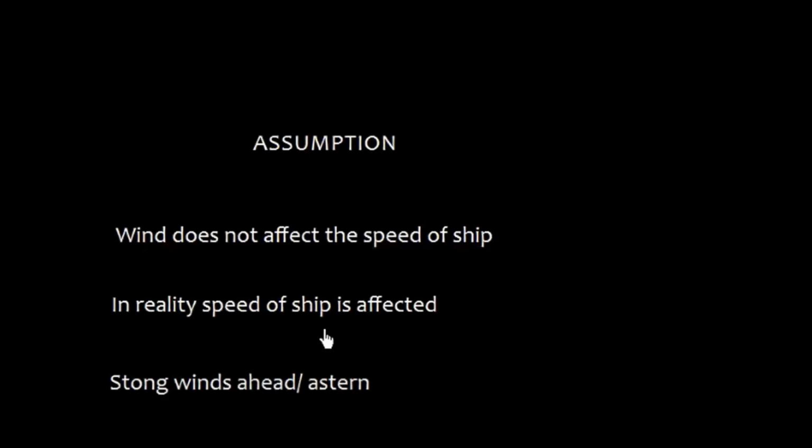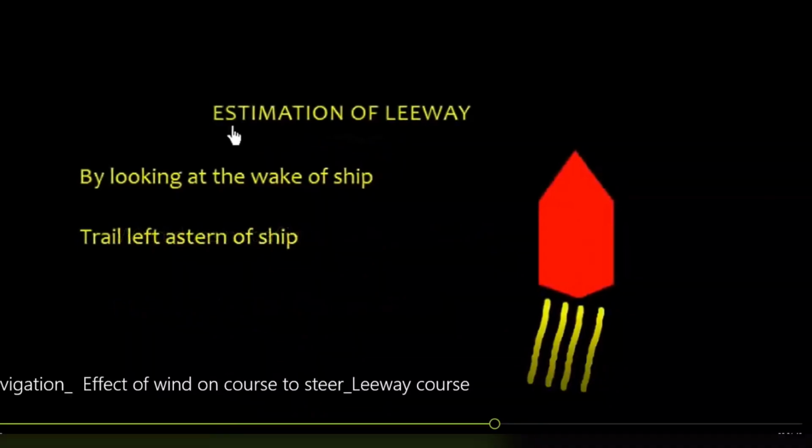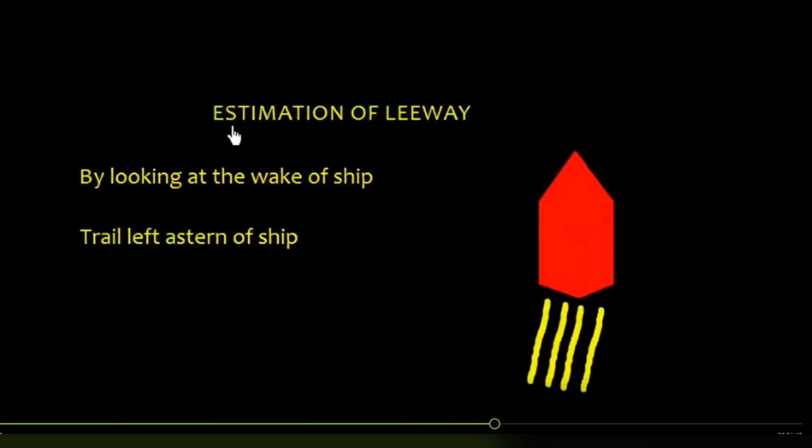In reality, definitely the speed of the ship is affected by the wind, especially if the wind is blowing from ahead or from astern. So till now we have seen the leeway angle. We know now if the leeway angle is given to us, how can we find out the leeway track? Now in the questions, what they give us is, they will tell us the course steered by the ship and they will tell us the wind direction.